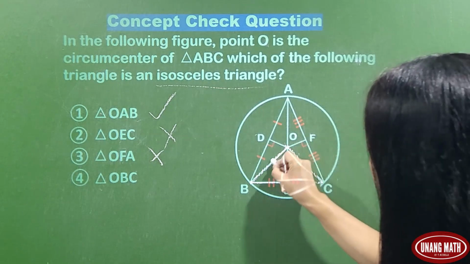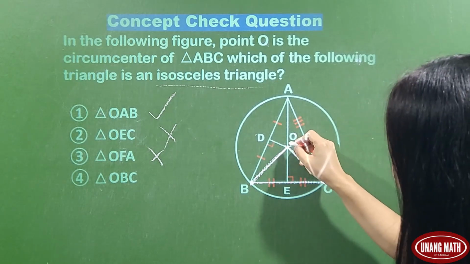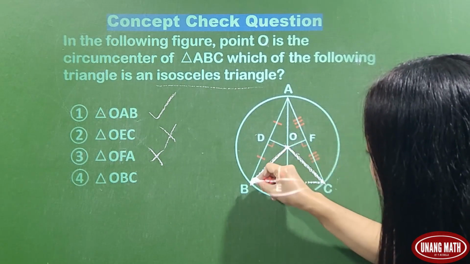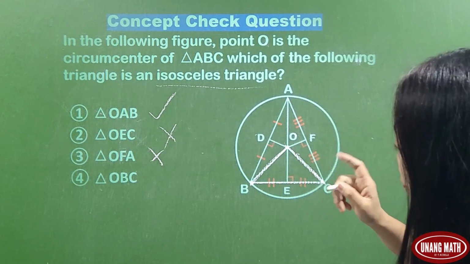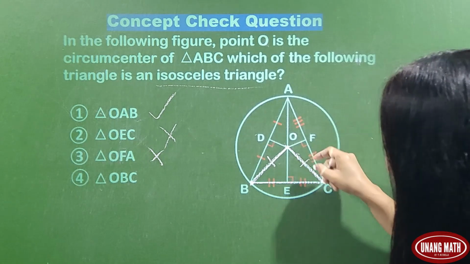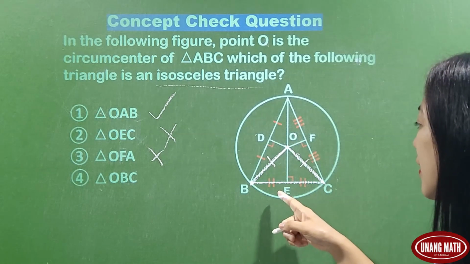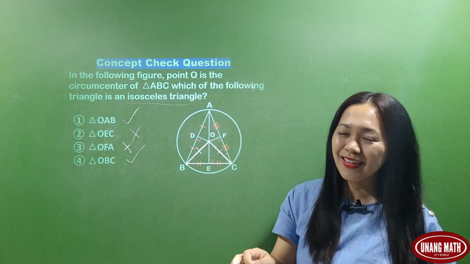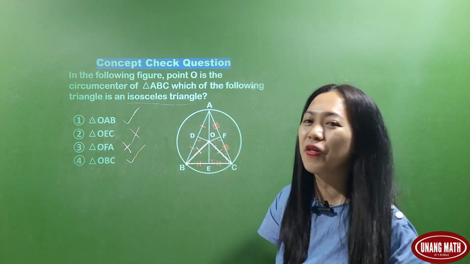This is a radius, and this is actually the distance from the circumcenter to the vertices of the triangle. These are equal in measure because these are the radius. So this side is equal to this side. So these two sides of this triangle are equal in measure, so the fourth option is an isosceles triangle. So we have the first and the fourth options.